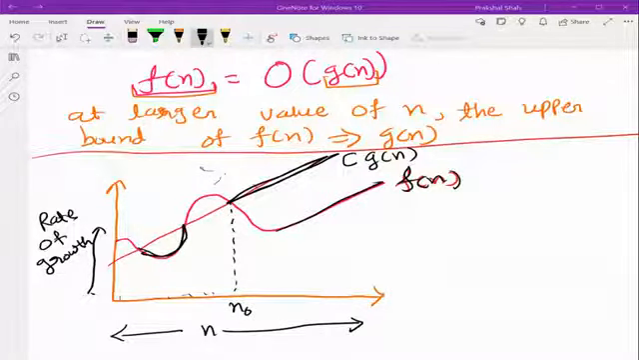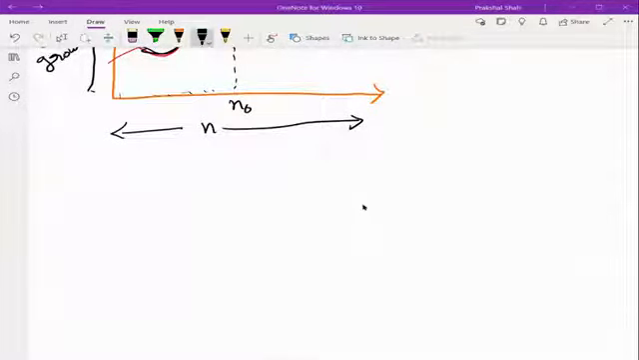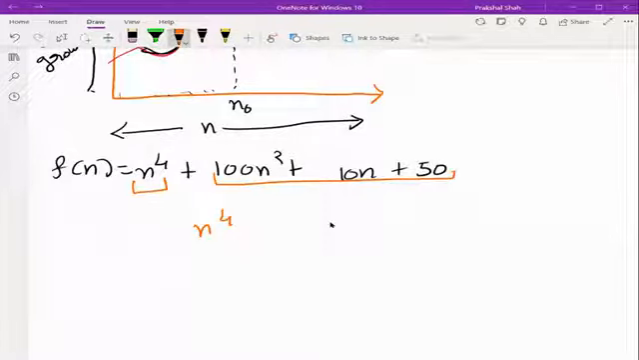Now suppose my f of n is equal to n raised to 4 plus 100 n square plus 10 n plus 50. If I want to find the worst case scenario, it will be n raised to 4, because all the rest can be neglected compared to this. This n raised to 4 is nothing but my g of n, provided this is valid only for larger values of n.